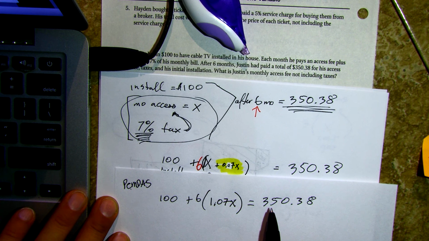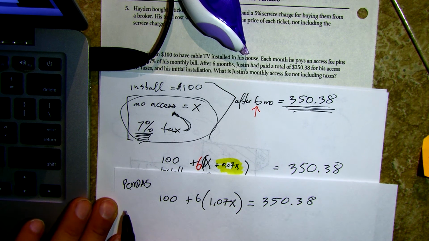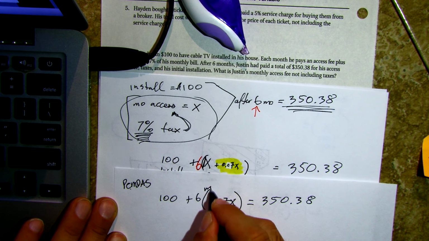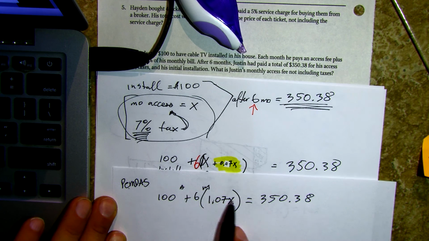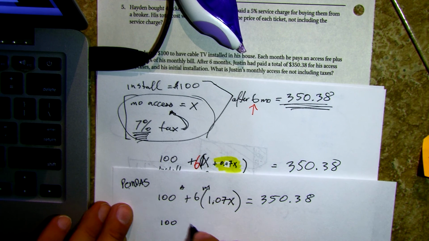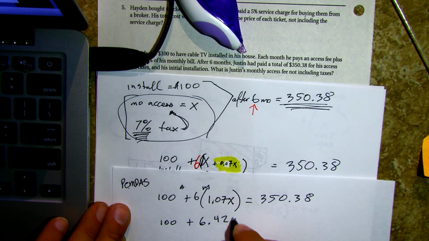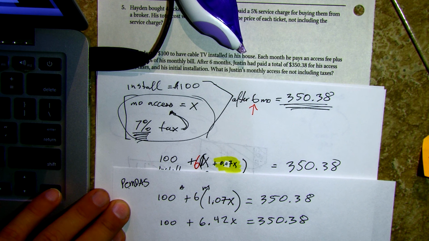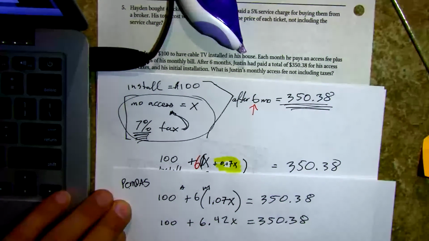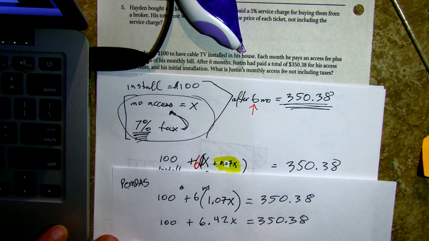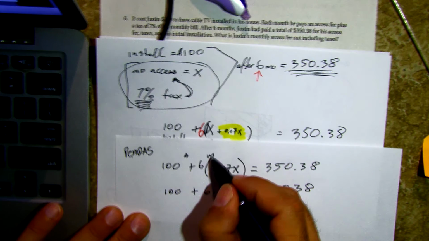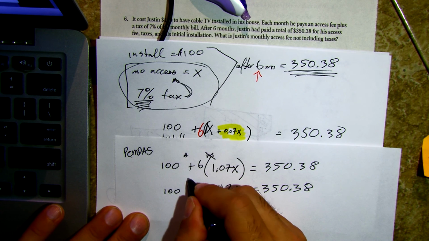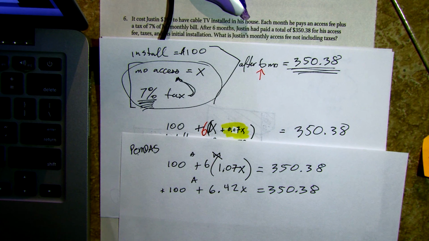Yep. All right. So now we have to just solve this out. And I'm going to use PEMDAS again. We got rid of that multiplication. Now we have addition of a positive number. So instead of adding on both sides of the equation, I'm going to subtract 100. You can even put a line there if you like to keep things super neat. And what we end up with is 6.42x is equal to 250.38. Okay? 250.38.